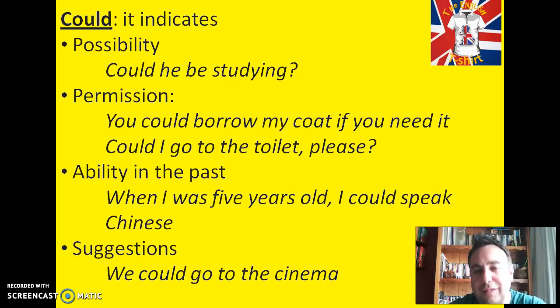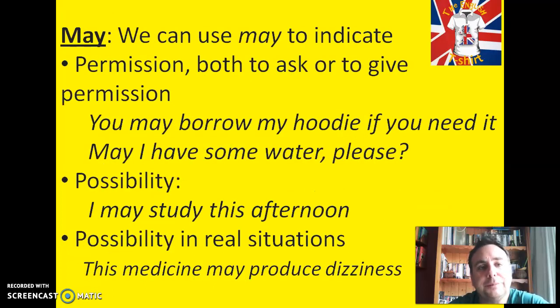It's más cortés. Ability in the past, when I was 5 years old, I could speak Chinese. Cuando yo tenía 5 años, yo podía o sabía hablar chino. And suggestions, we could go to the cinema in the sense of let's go to the cinema. Podríamos ir al cine, right?